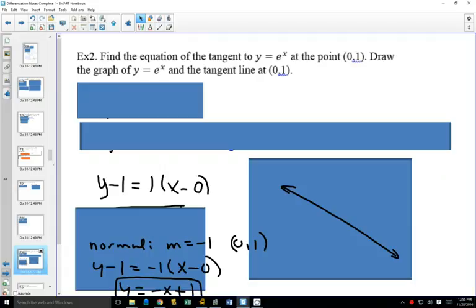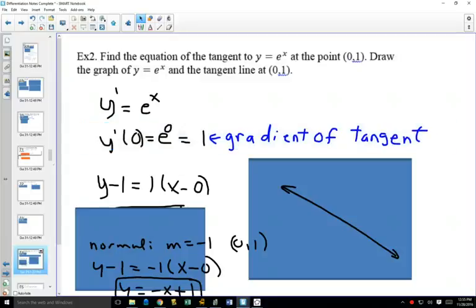And we can do all of our tangent and normal ideas with these as well. So we want to find the equation of the tangent at the point 0, 1. Well, what do we need to do first? We need to find our derivative, which stays the same. Then we need to figure out what is our slope at that point. So when we plug in 0 for x, we get 1. That's the slope of our tangent.